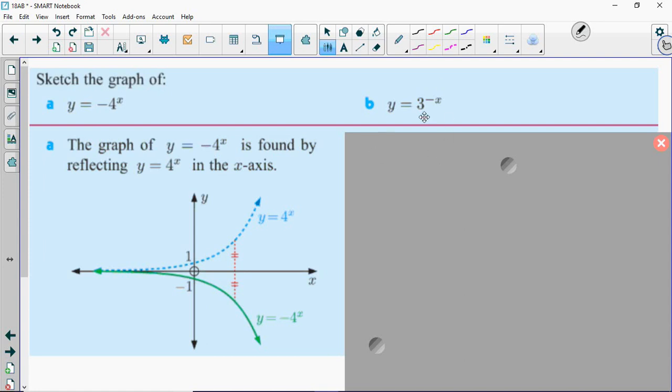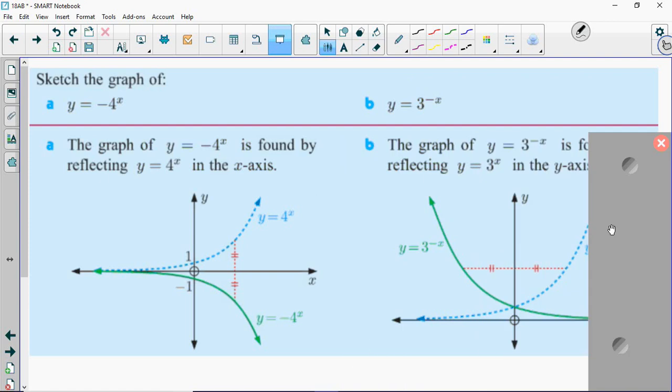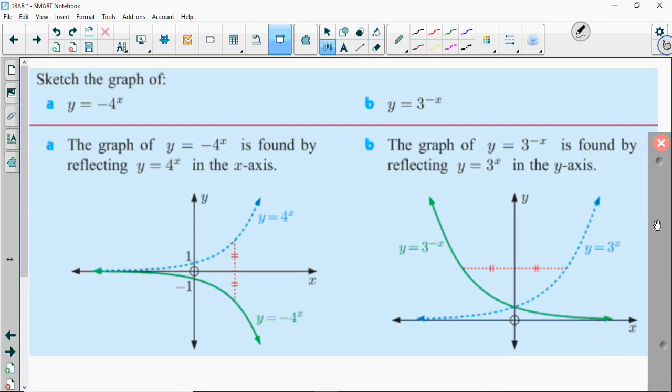Last one. 3 to the -x. Now the negative is attached to the x rather than to the entire function, so this is going to be a horizontal reflection. So it's over the y-axis. Still has a y-intercept of 1, still has a horizontal asymptote of 0, but now it's approaching that asymptote out to the right rather than out to the left.